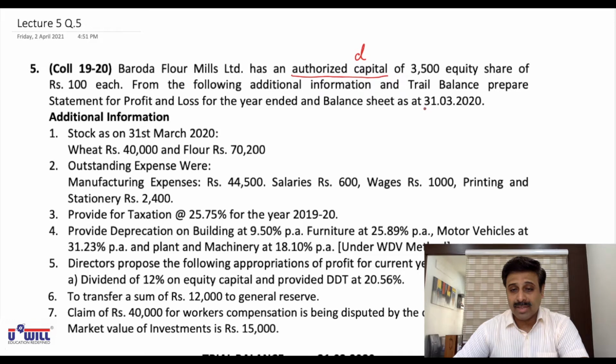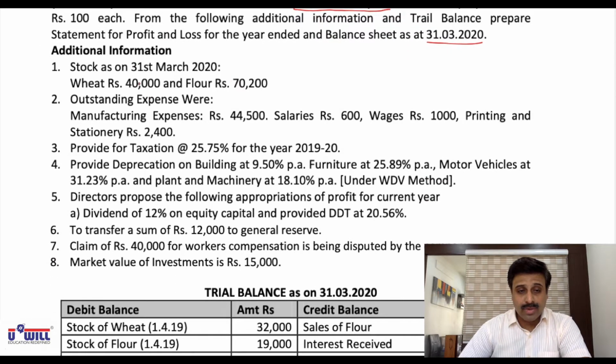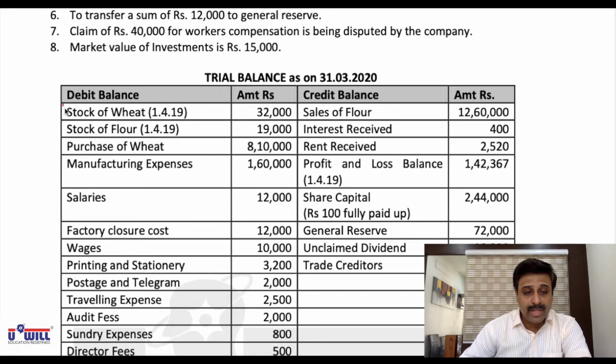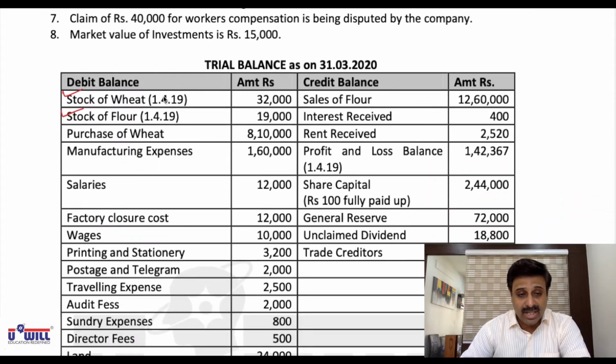Stock as on 31st March 2020, wheat and flour. So closing stock, one effect we will minus in change in inventories, and second effect we will show in inventories itself. Minus in change in inventories means opening stock minus closing stock, so that we will do in trial balance. You can see stock of wheat and stock of flour, put tick on that. There we will be showing the change in inventories.